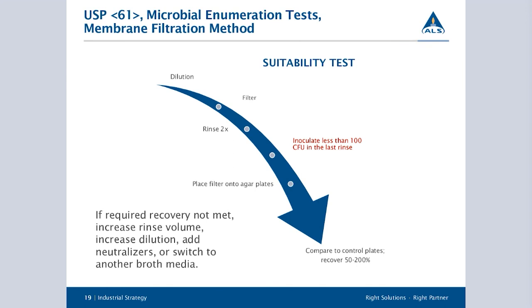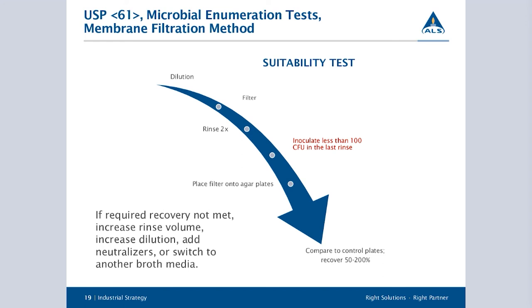So for membrane filtration method, generally it's done for products that have a very low specification, like less than one CFU, or if you're not able to have a passing result in the pour plate method. So the idea is that you put the product in some type of buffer or a dilution, then you filter that through a 0.45 micron filter.